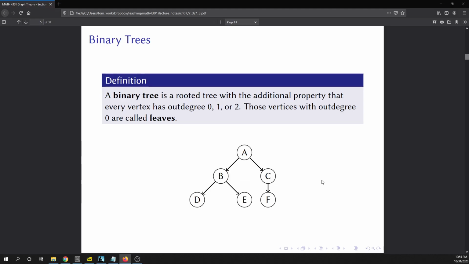All right, a binary tree is a rooted tree with the additional property that every vertex has out degree 0, 1, or 2. And those vertices with out degree 0 are called leaves. So the leaves here would be D, E, and F because they all have out degree 0. The root is A, right? It has in degree 0. And you can see that the out degree of each of these vertices is either 0, 1, or 2, right? With A, it's 2. With B, it's 2. With D, it's 0. With E, it's 0. With C, it's 1. With F, it's 0. So this is a binary tree.